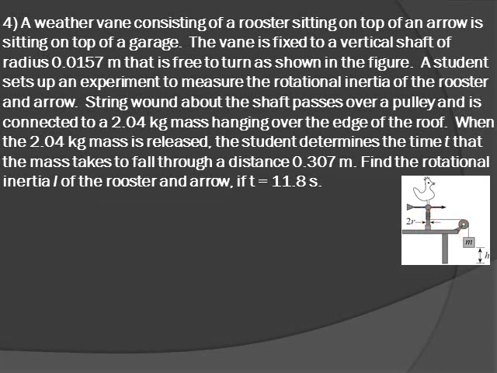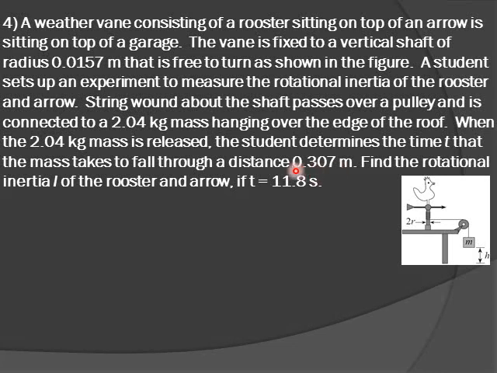But we're just going to concentrate on the rooster and arrow. So when the 2.04 kilogram mass is released, the student determines the time, t, that the mass takes to fall through a distance of 0.307. So find the rotational inertia, I, of the rooster and arrow if the time is going to be 11.8 seconds.